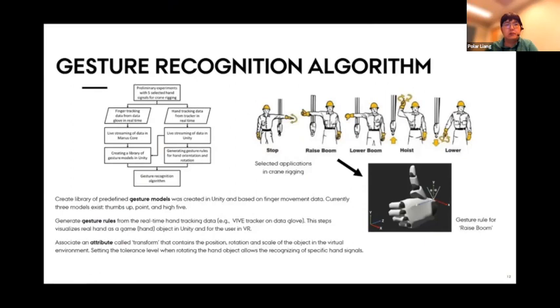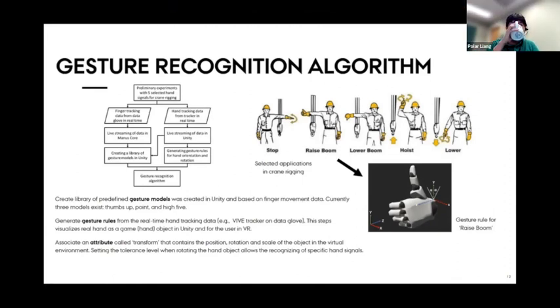Well, we create a library of predefined gesture models. That was done in Unity. Based on the finger movement data, we can assign 3 different types of models. And you may wonder why only 3 if we have 5 different signals. Well, thumbs up and thumbs down use the same gesture model. Pointing upwards or pointing downwards also uses the same gesture model. And high five, meaning the stop signal.